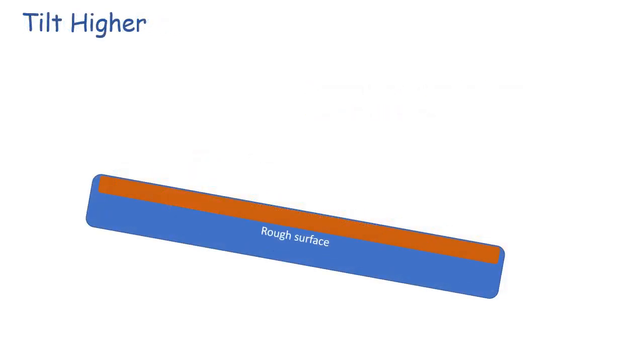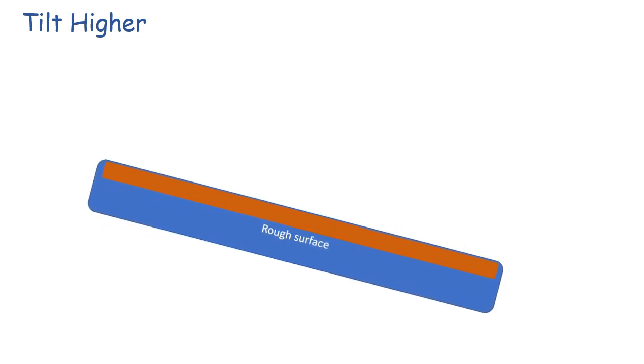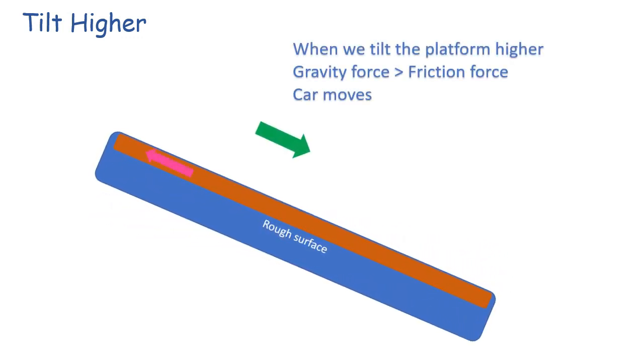When we tilt the track higher, the effect of the gravitational force on the car increases. When the gravitational force becomes larger than the friction, the gravitational force now starts to move the car down the slope.